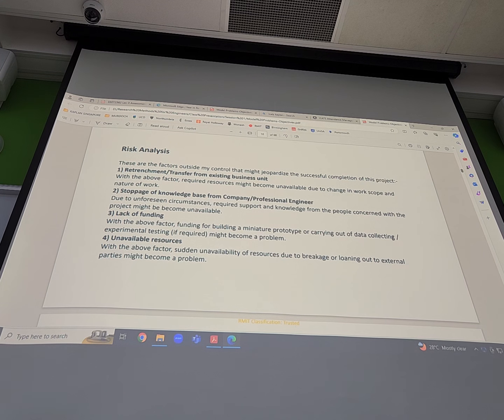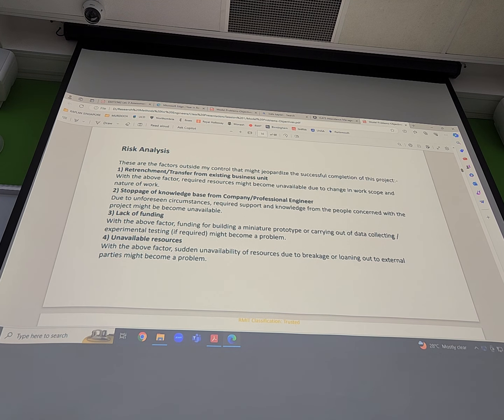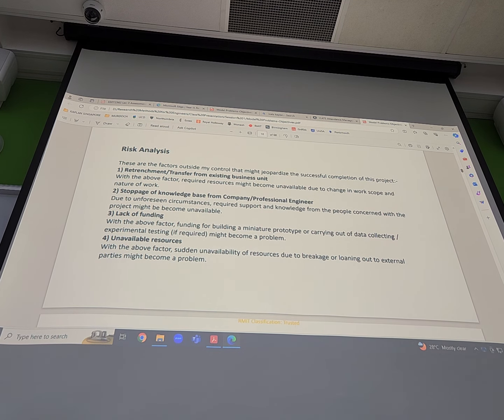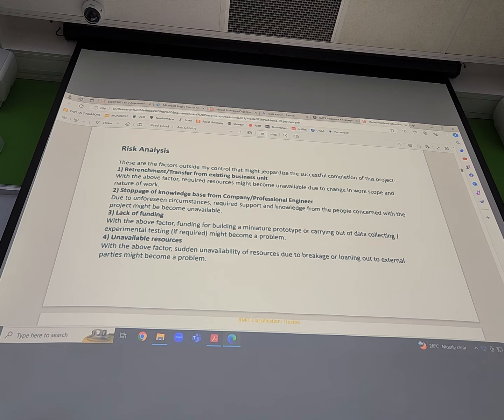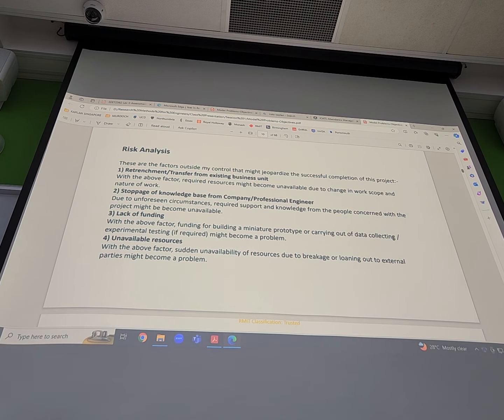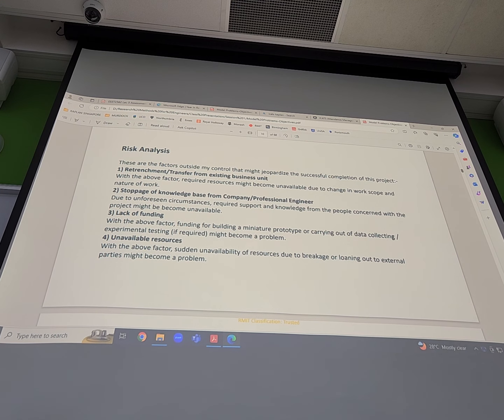There are two types of risks: risk in completing the project work, and risk involved in undertaking the project work. If the project work involves some amount of testing and the testing is hazardous, that is a risk you need to identify.